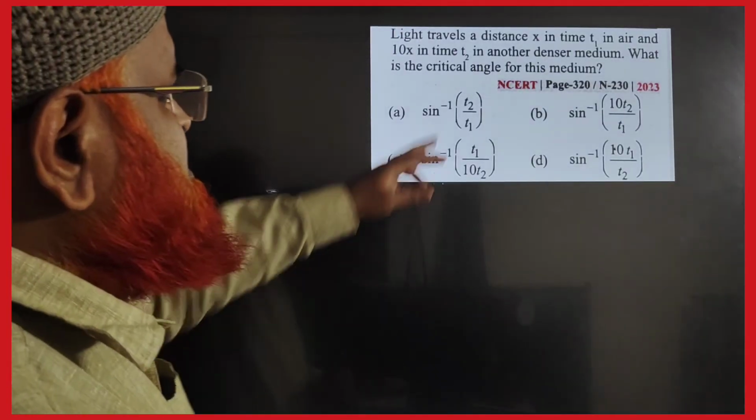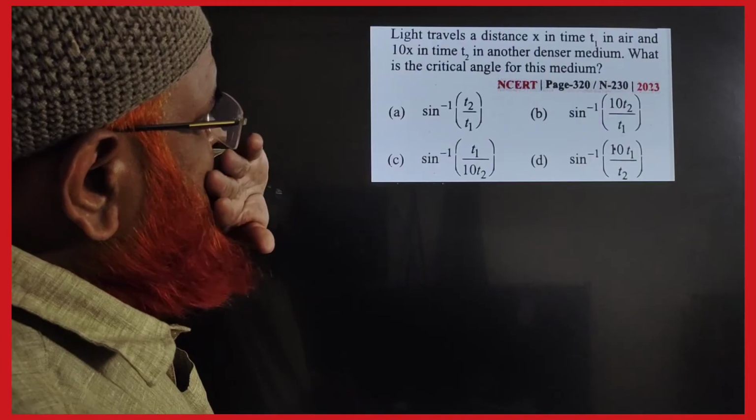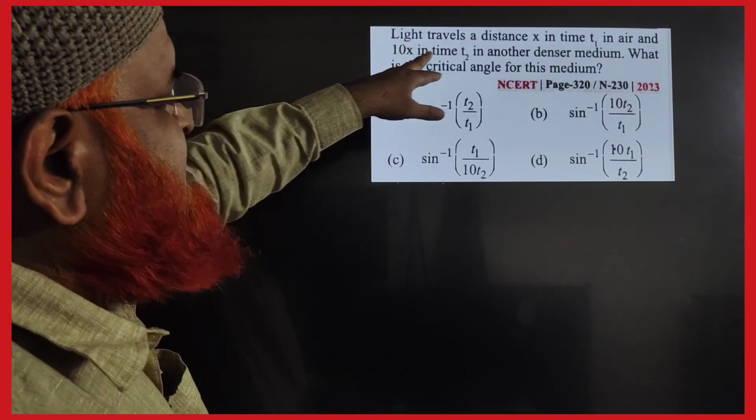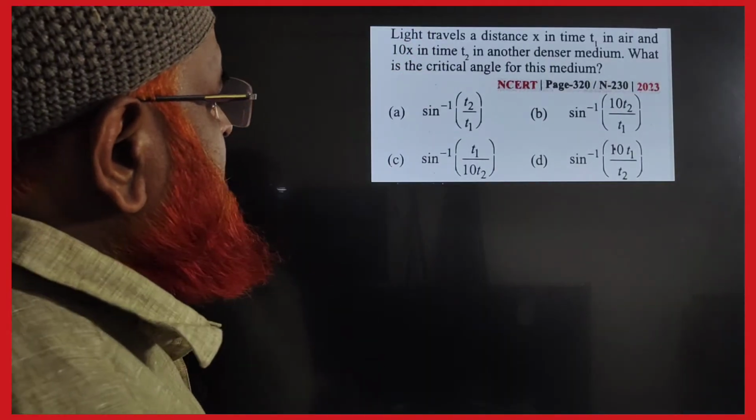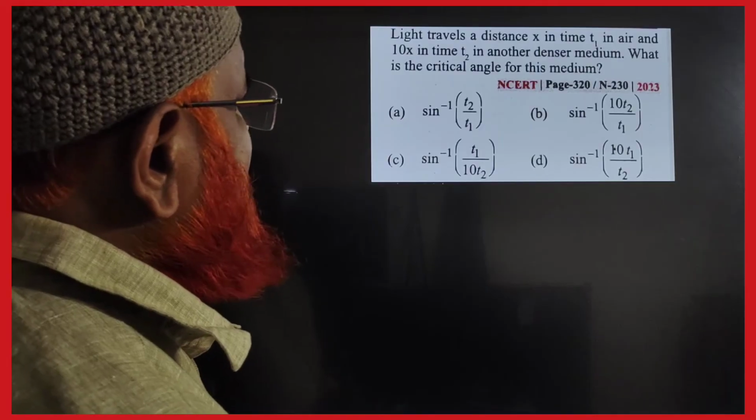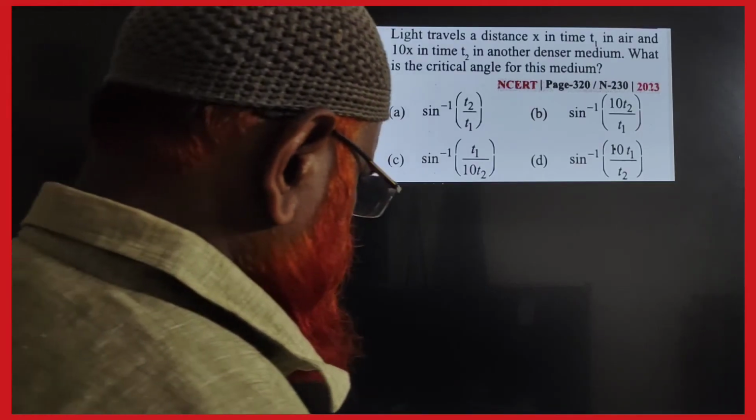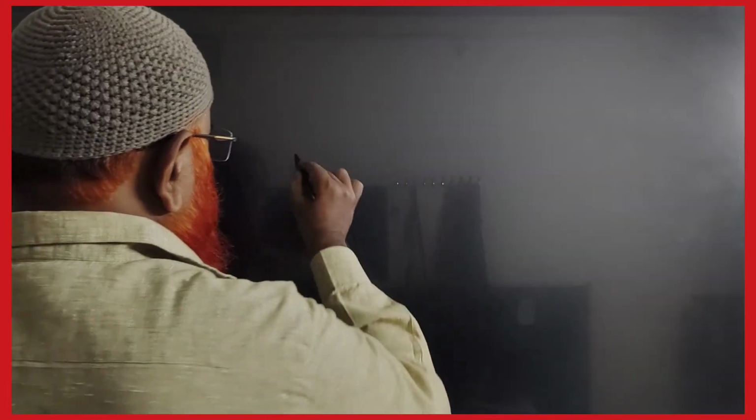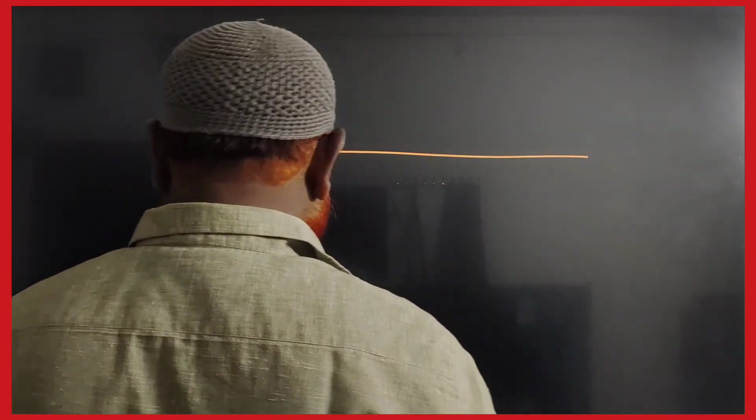Okay, so light travels a distance x in time t1 in air and distance 10x in time t2 in another denser medium. What is the critical angle? ये तो बहुत बड़ा concept हो गया, तो इसके पीछे बहुत सारी चीजें समझाना है अपने को. So let us see here.